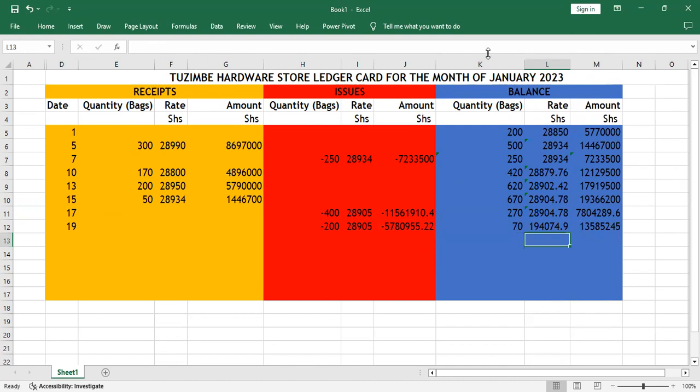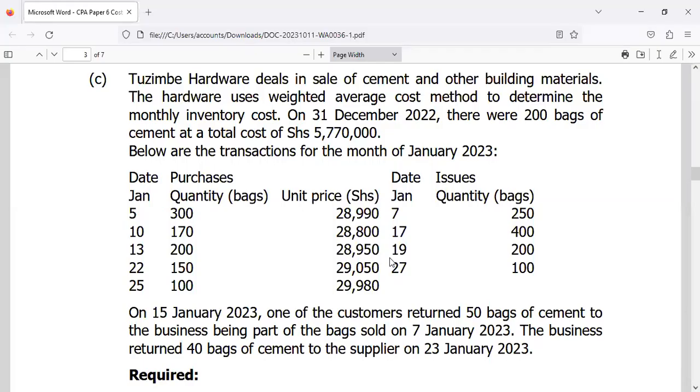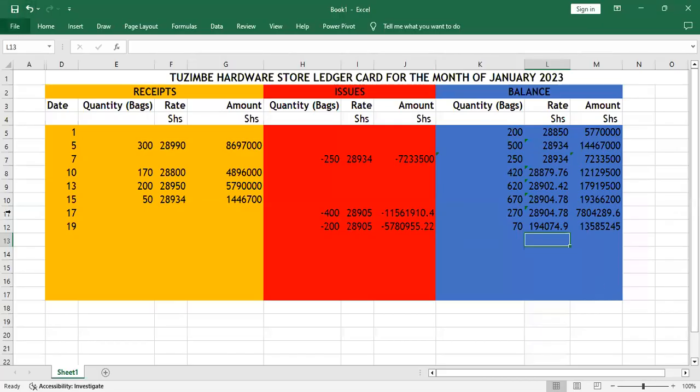What next do we have? Let's move to the next transaction and see. From 19th, we move to 22nd, where we purchased 150 bags. So on 22nd, see the purchase of 150 bags at the price of how much? Let's try to find out. The price of 29,050. Get the amount, the quantity of bags, then the rate.